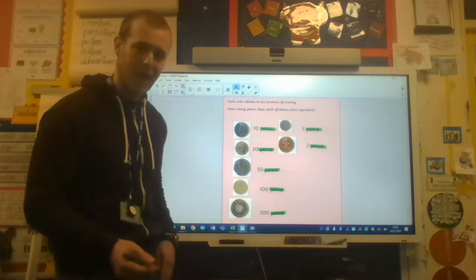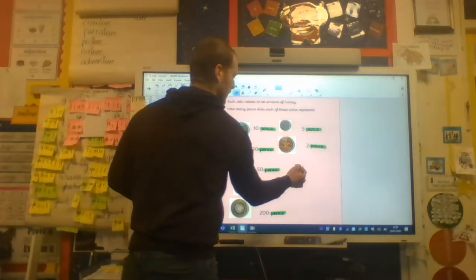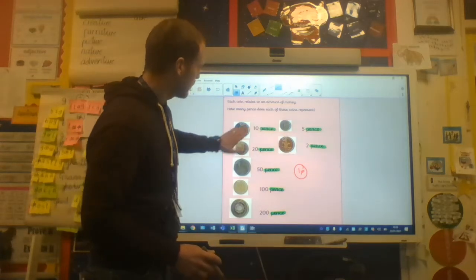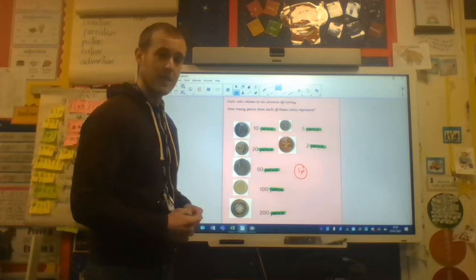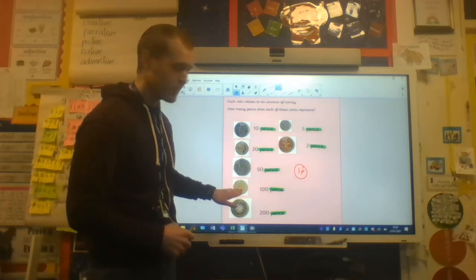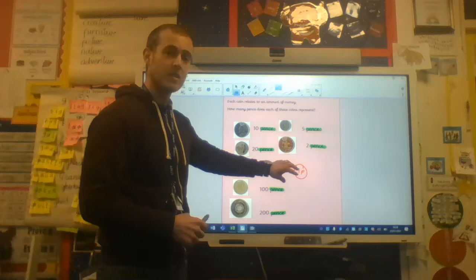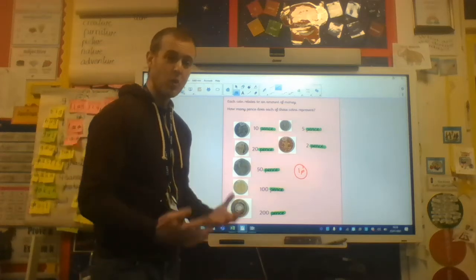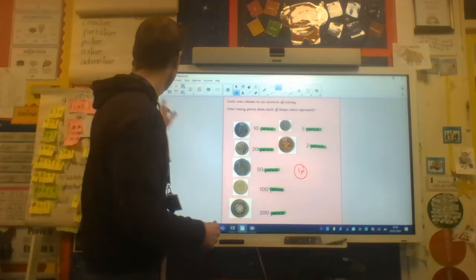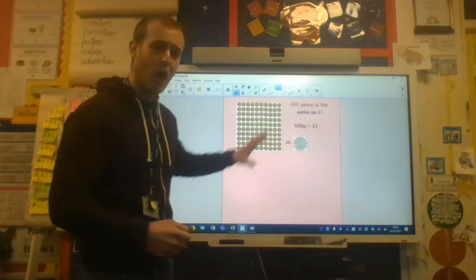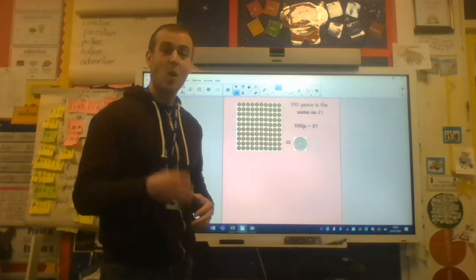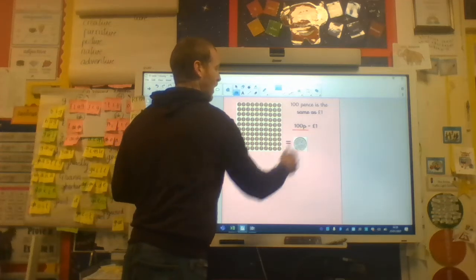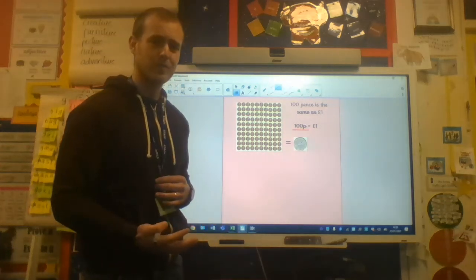Now then, I haven't put a penny up here. Here's our 1p coin. So, to make these different coins, you need a certain amount of 1 penny pieces. To make a pound, I would need 100 of these coins to make that amount. For £2, I'd need 200 of them. Okay? So, 100 pence is the same as £1. So we can say that 100 pence equals a pound.